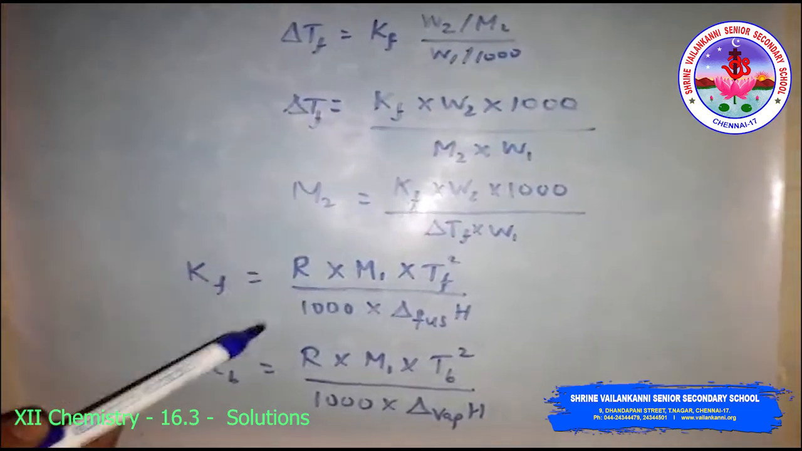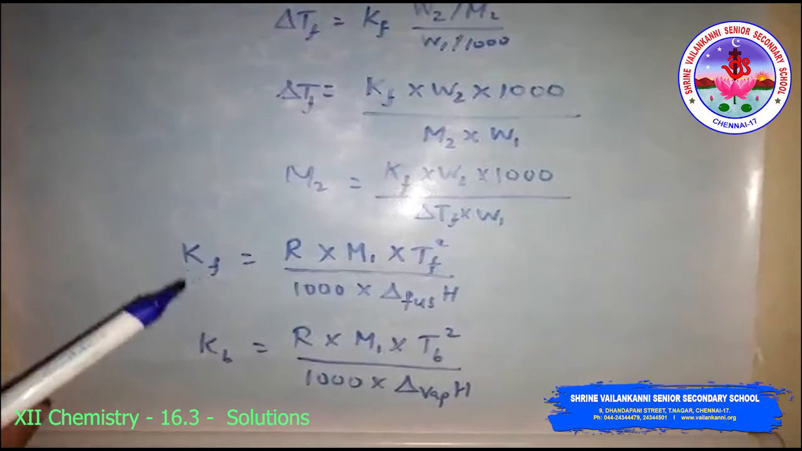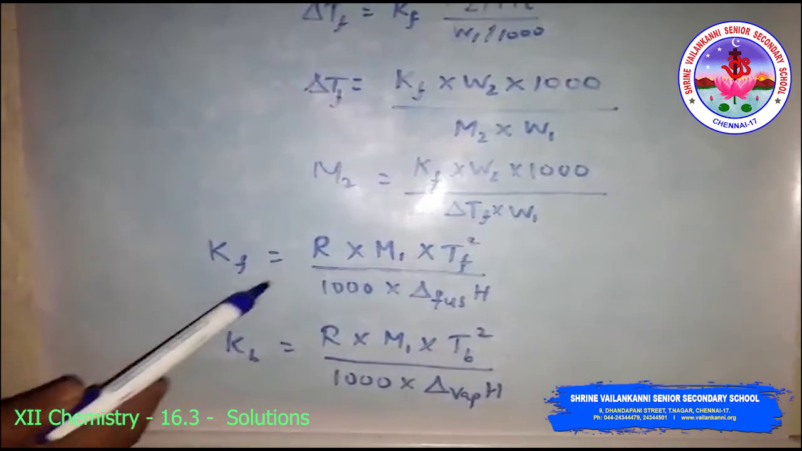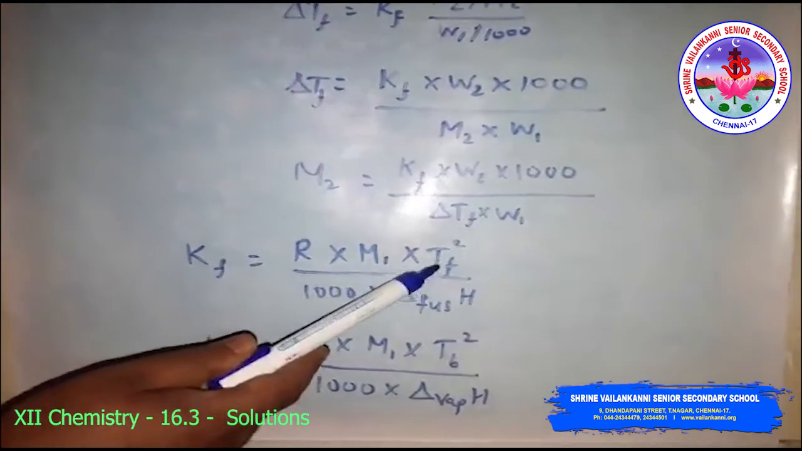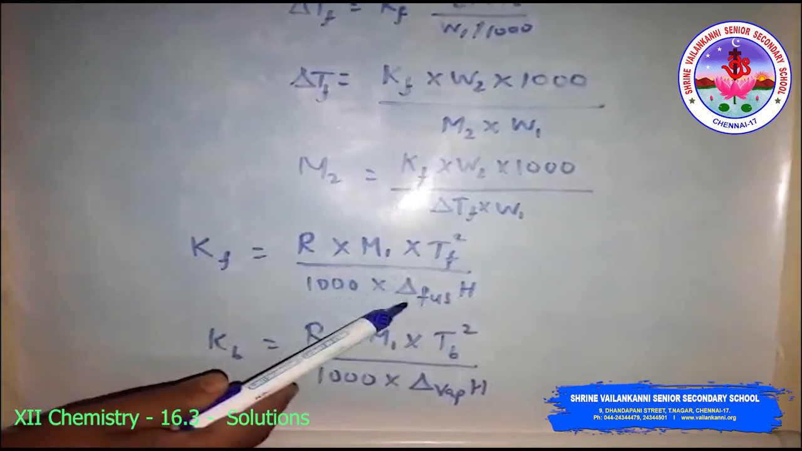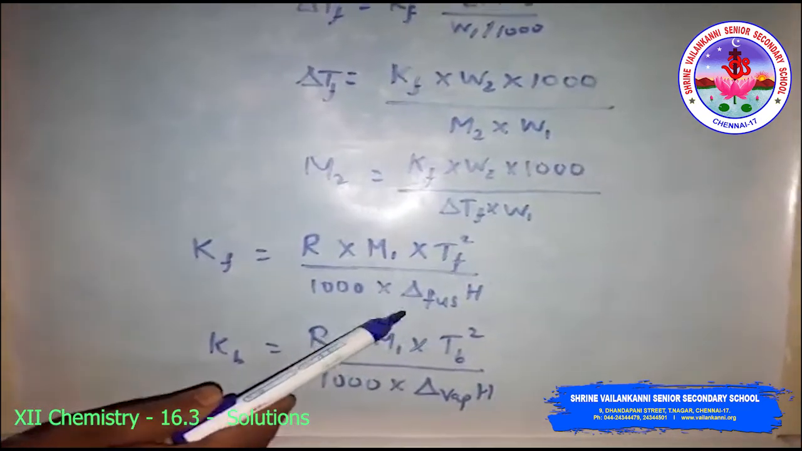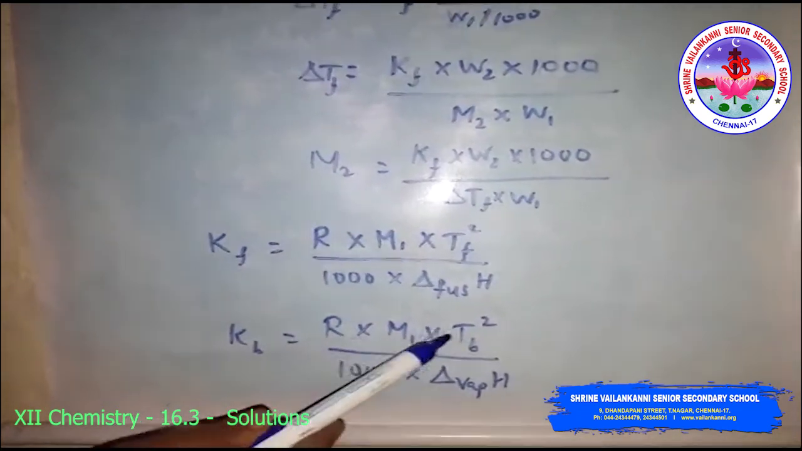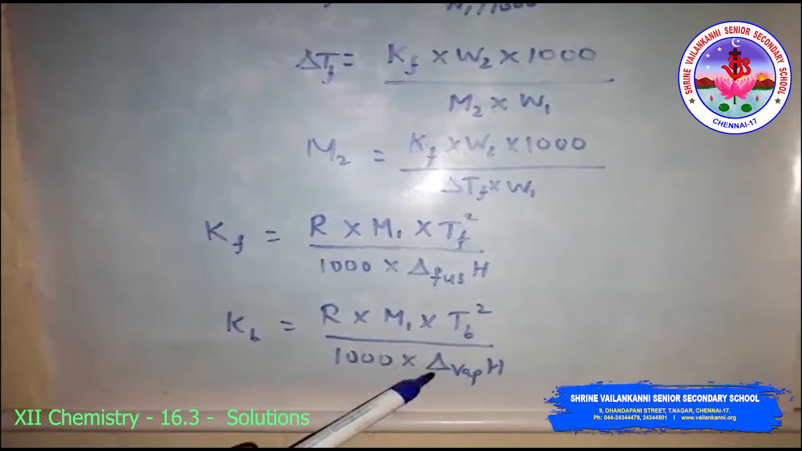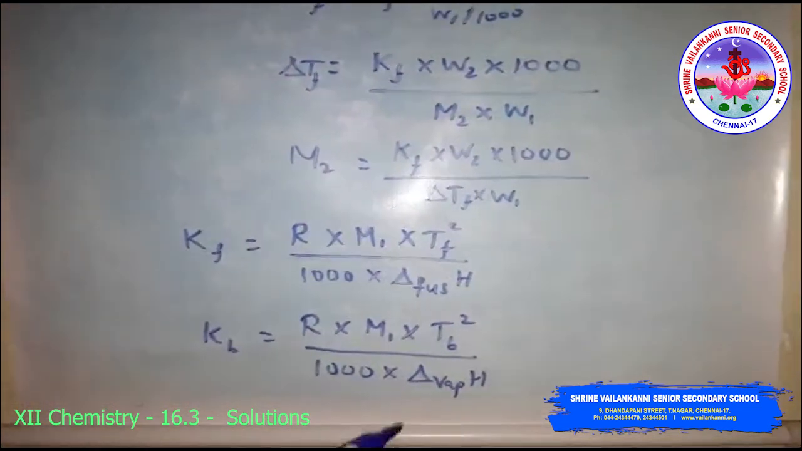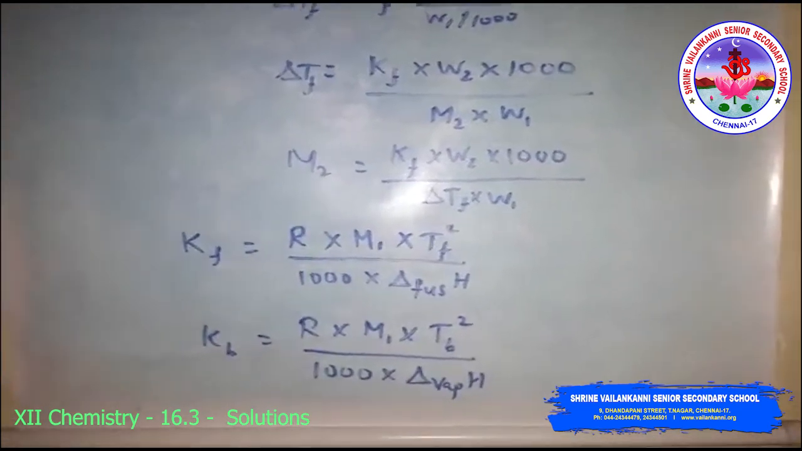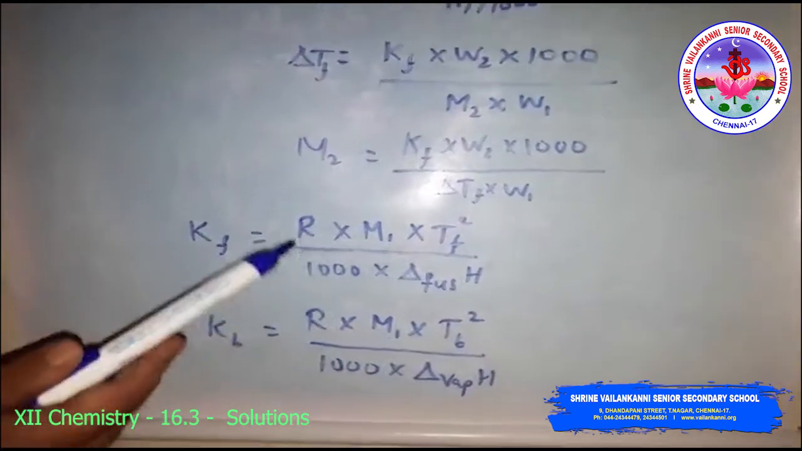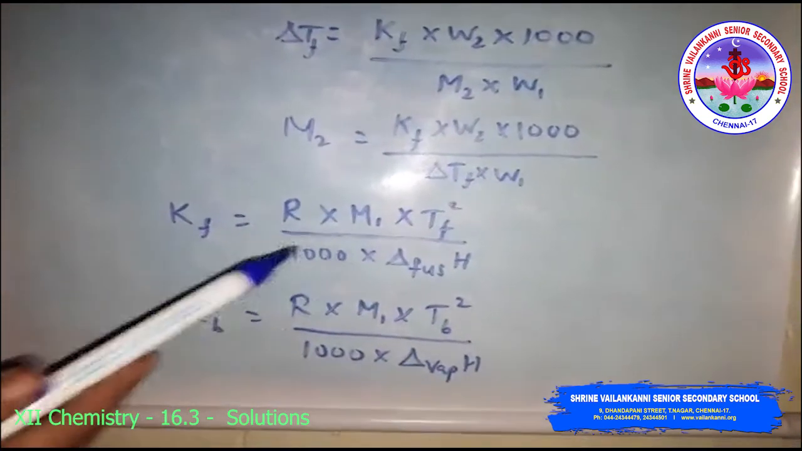The values of Kf and Kb, which depend on the nature of the solvent, can be ascertained from the following relation: Kf is equal to R into M1 into Tf square, divided by 1000 into delta fusion H, that is the enthalpy of fusion. Similarly, for boiling point, Kb is equal to R into M1 into Tb square, divided by 1000 into delta vaporization H, that is the enthalpy of vaporization. Here the symbol R stands for the gas constant, and M1 is the molar mass of the solvent.